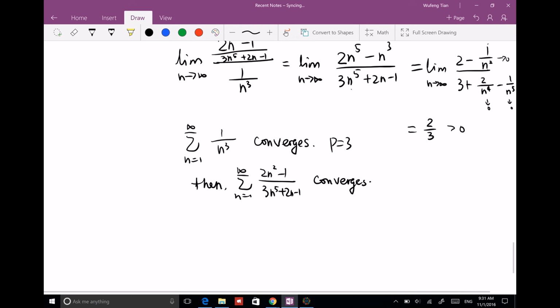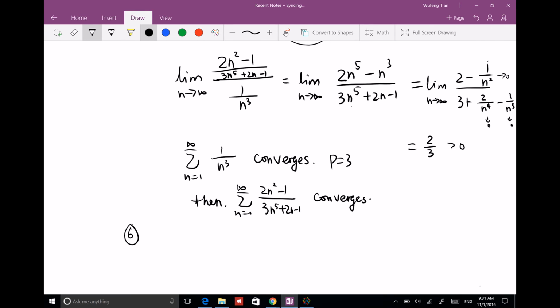Okay, alright, next one: the sum from n equals 1 to infinity of 2n over 3n minus 2. Tell me if it converges or diverges.